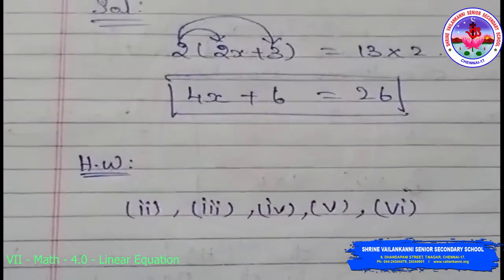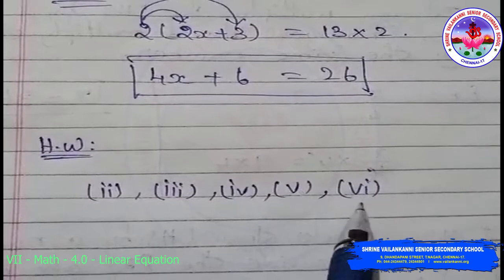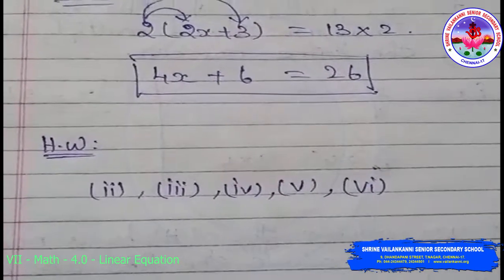First question, homework sums: second, third, fourth, fifth Roman and sixth Roman. These are homework sums for the first question.